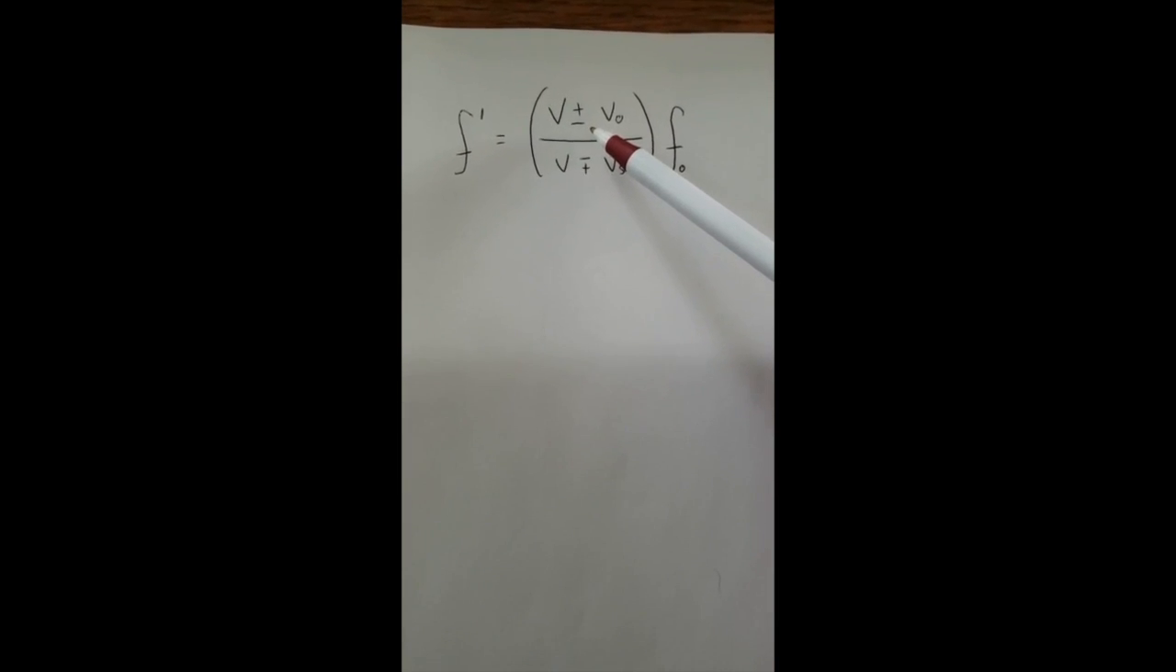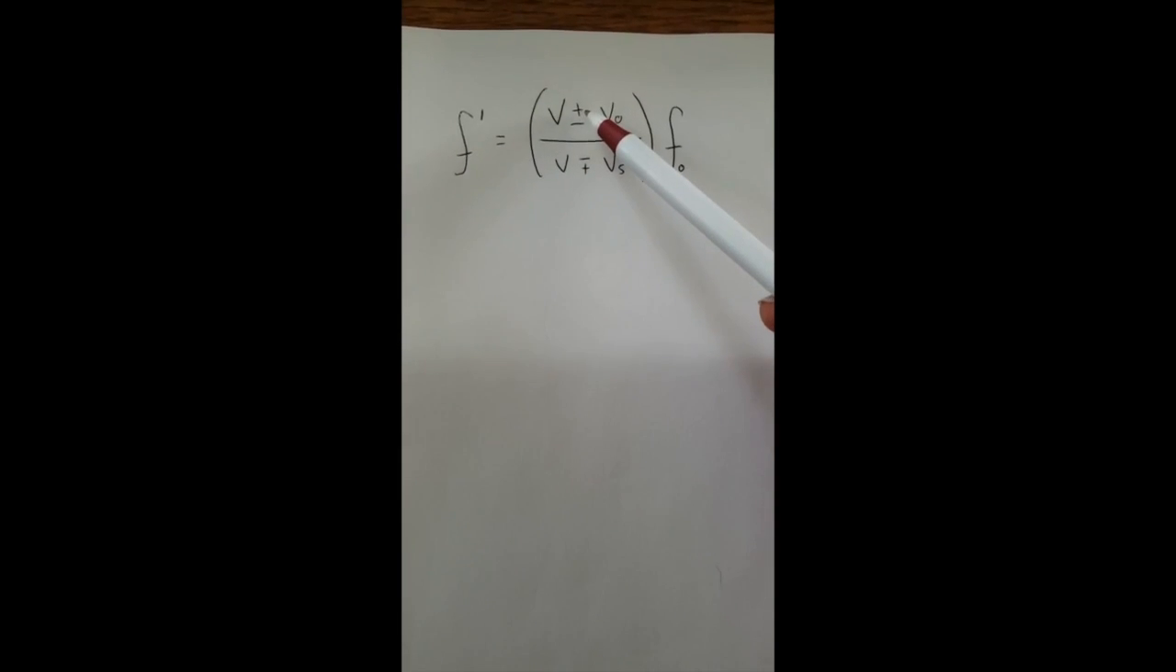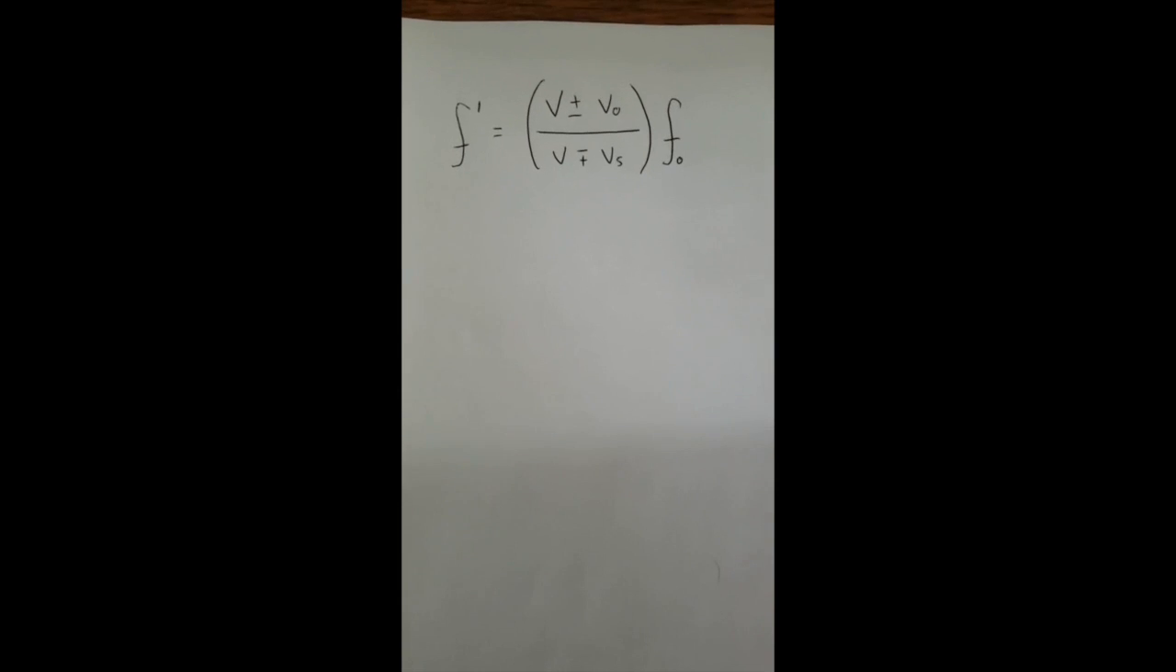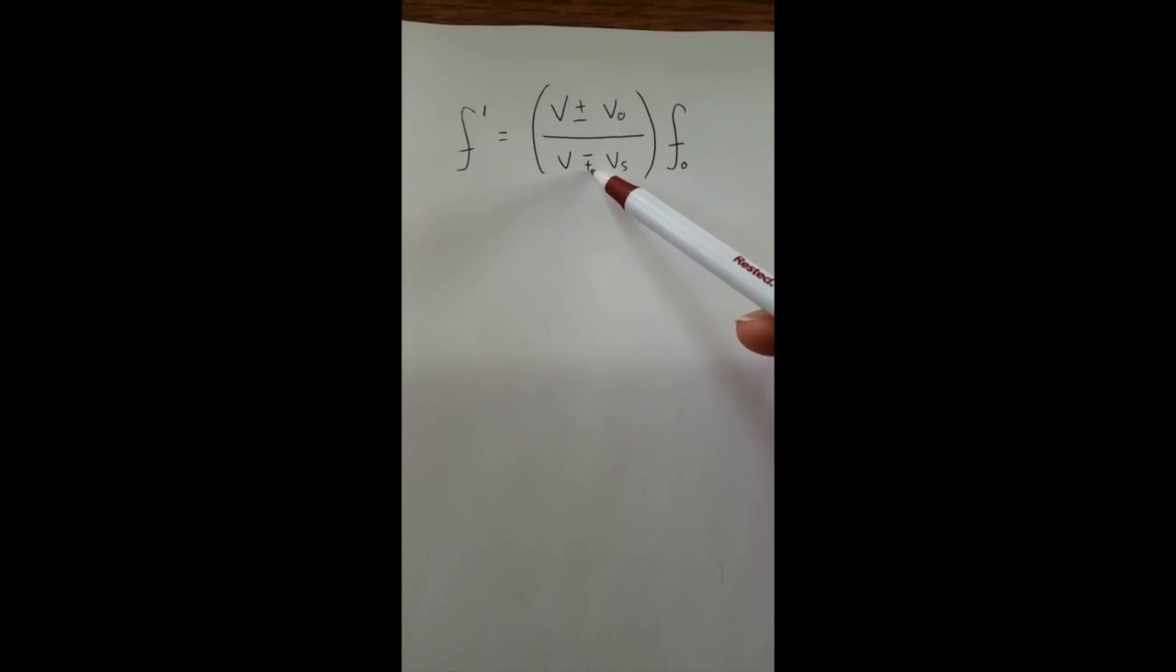So basically, the way you can think about it is the one on top, in the numerator, the plus or addition, and in the denominator, the minus or subtraction. The one that's on top is if it's moving towards. And then the one on the bottom, the minus sign in the numerator and the plus sign in the denominator, that would be if it's moving away.